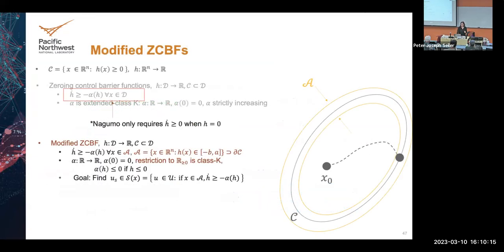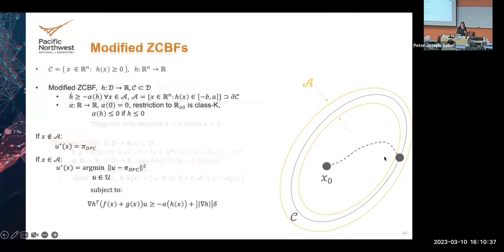So we started modifying the approach. We started modifying our control barrier function, and that's how we added this set around, this range around the edge of the set. And that's where we would only solve this optimization problem. For the rest, we would just simply apply our DPC controller.